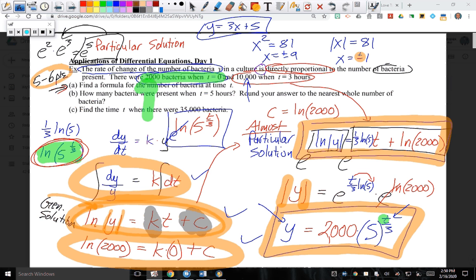Questions? Fairly easy, right? So if I asked you, B, how many bacteria are present at 5 hours, what would you do? Plug in 5 for T, see what your rounded answer would be. If I said, find the time where 35,000 bacteria are present, what would you do? 35,000 is your output. Menu solve feature, solve for T. Cool? Very cool. Alright, so let's move on to the next one.